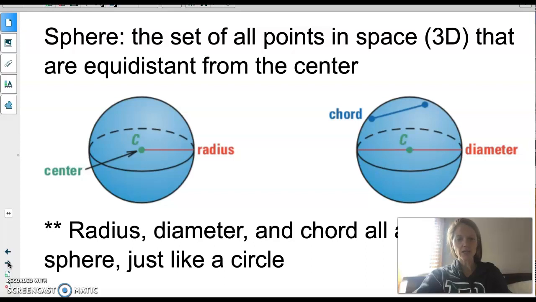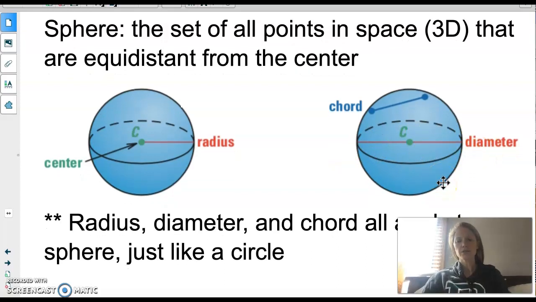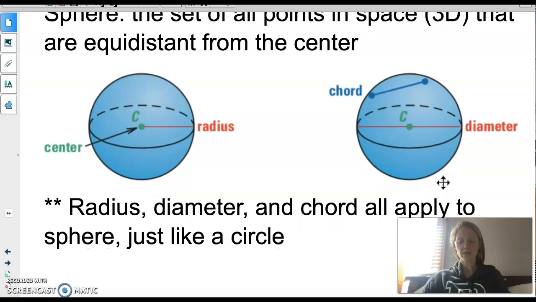So we can talk about the radius of a sphere being the distance from the center to any point on the outside. We can talk about a chord being any segment that touches the sphere in more than one place. We can talk about the diameter being a chord that passes through the center of the sphere. So all of those terms still mean the same things that they did when we were talking about flat circles, but now we're talking about three-dimensional spheres. And I would say that your most common experience with a sphere would be a ball.